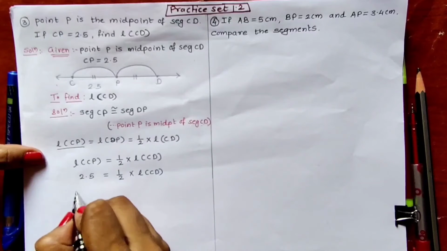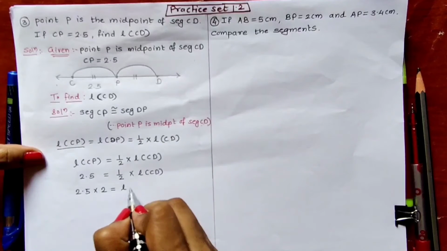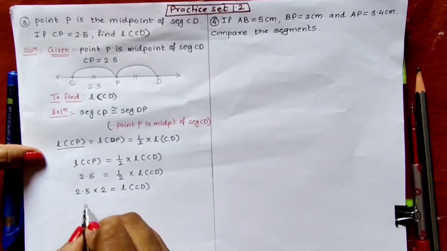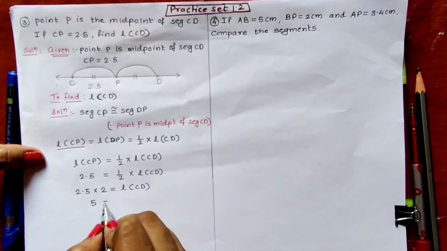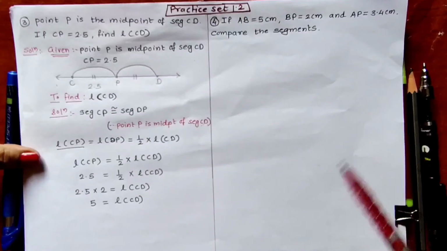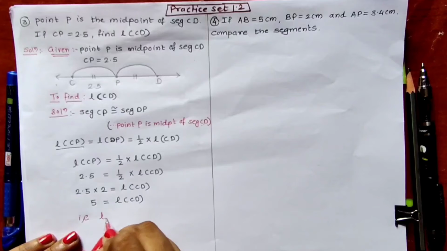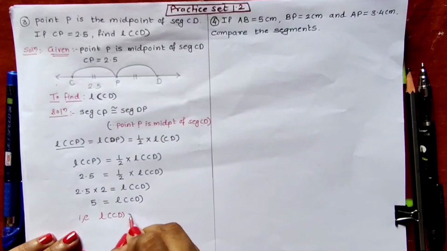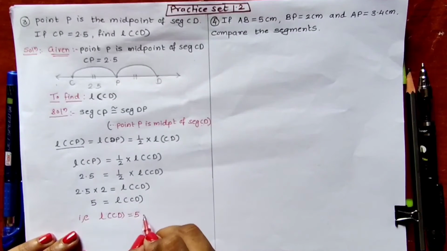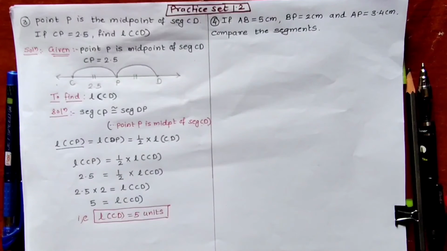Now this 2 we will bring on this side. 2.5 multiplied by 2 is equal to length CD. 2.5 into 2 is 5. That is length CD is equal to 5. Units we can write because unit is not given. In this way we can complete this sum. Now let us go on to the next sum.